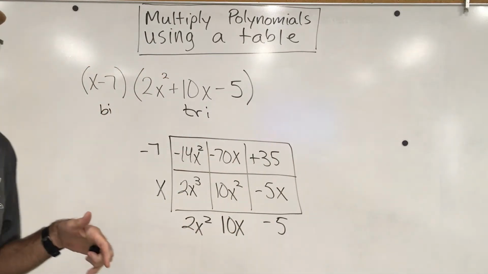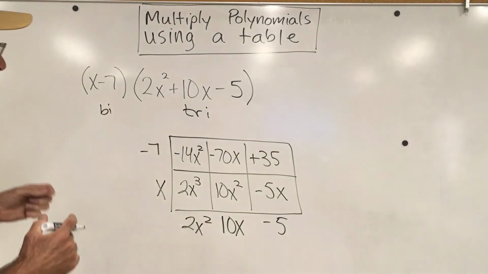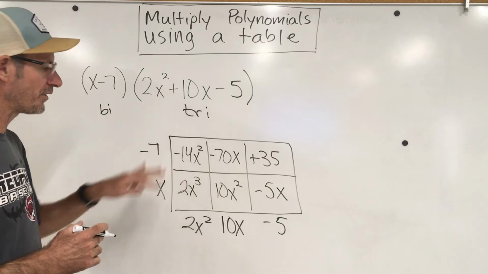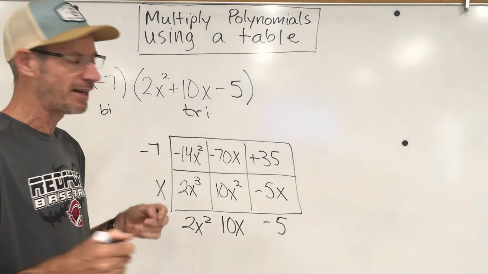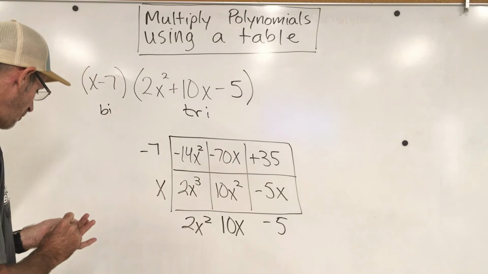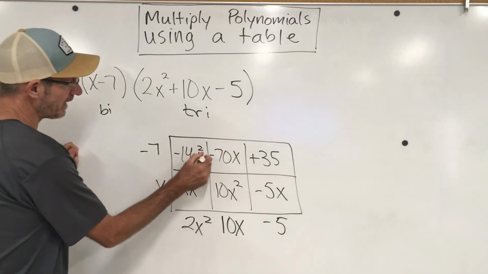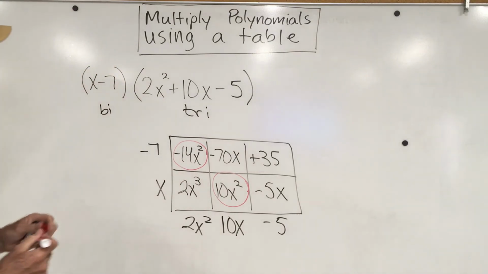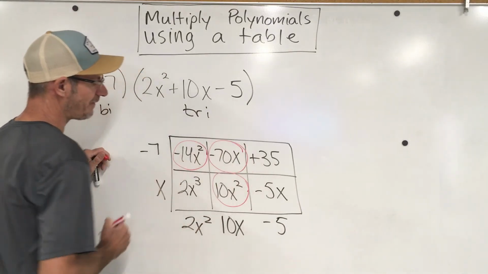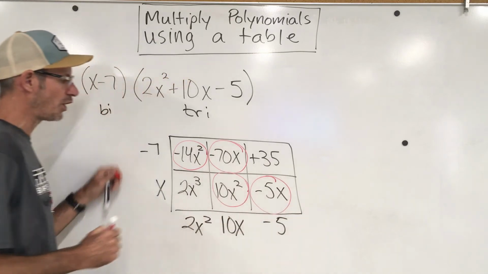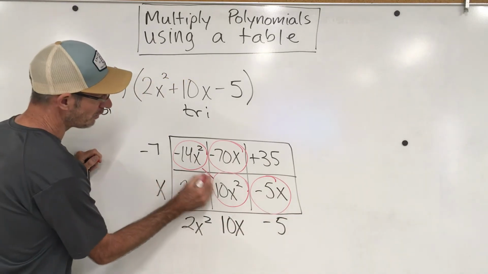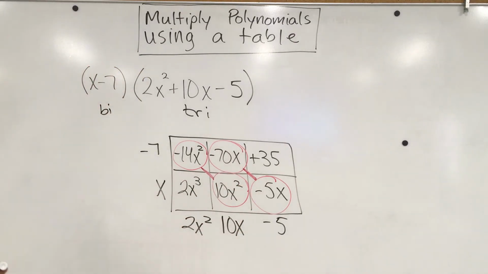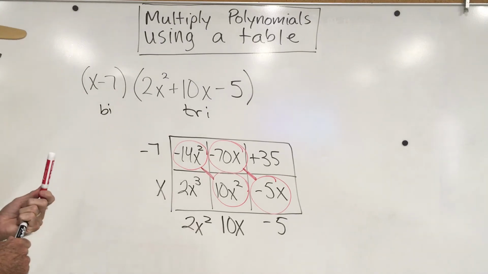So that's the first part of the problem. We found our 6 monomials. Now what we need to do is look carefully to see if there's any of our monomials that have the same variable, in this case x, with the same exponent. And so when we look, I see that I have a negative 14x squared and a positive 10x squared. Those are like terms. I see that I have a negative 70x and a negative 5x. Those are like terms. So these 2 like terms are going to be combined, and these 2 like terms are going to be combined, and that's how we're going to find our final answer.